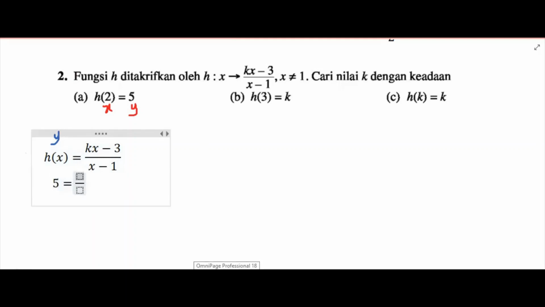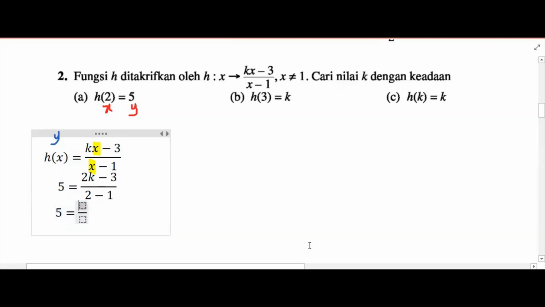and then x is 2. So for k, the x I highlight for you, all the x change to 2. So it's 2k minus 3, over 2 minus 1. Now I'm going to solve for k. Of course, I solve the 2 minus 1 first. 2 minus 1 is 1, so I can erase the 1. 5 equals 2k minus 3.